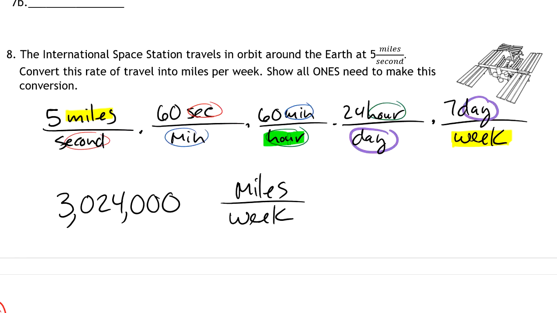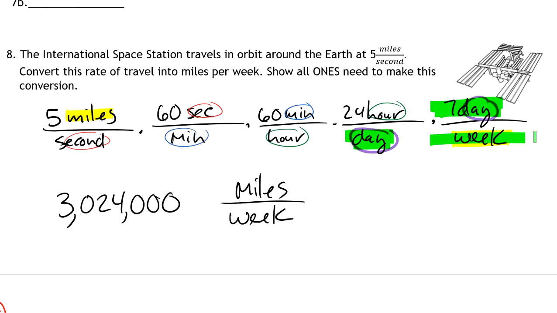I'm going to multiply by something that will get rid of these hours because the hours are in the denominator, and end up multiplying by the fact that 24 hours is the same thing as 1 day. And then the last conversion I make is the fact that I need to get rid of the days. 7 days is the same thing as 1 week.